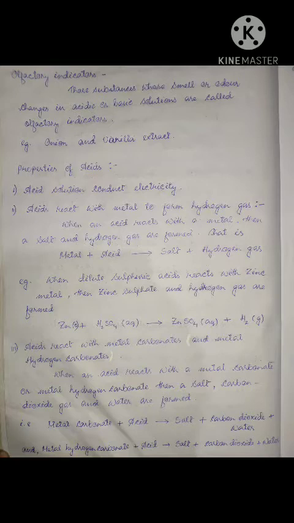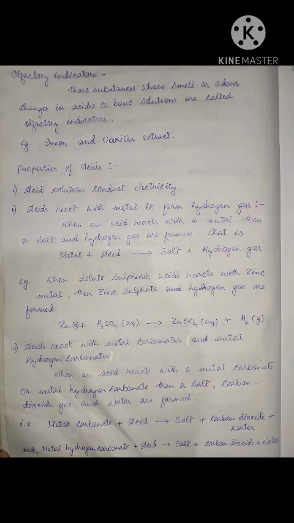When an acid reacts with a metal, then a salt and hydrogen gas are formed. That is, in short form, we can write as metal plus acid to form salt plus hydrogen gas. For example, when dilute sulfuric acid reacts with zinc metal, then zinc sulfate and hydrogen gas are formed. That zinc sulfate is the salt.